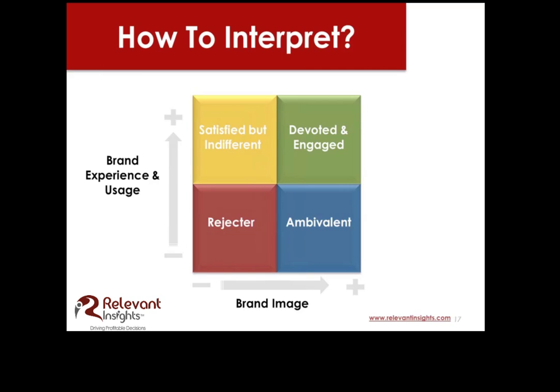So in the red quadrant, we have all the rejectors. These are light users or non-users of the brand, customers you may have lost in the process that don't have positive associations of the brand. And if this is a growing group, if you're losing customers for whatever reason, this is a time to create, for example, win-back programs to get these customers back, or at least stop the leakage. In the yellow box, we have the satisfied but indifferent.